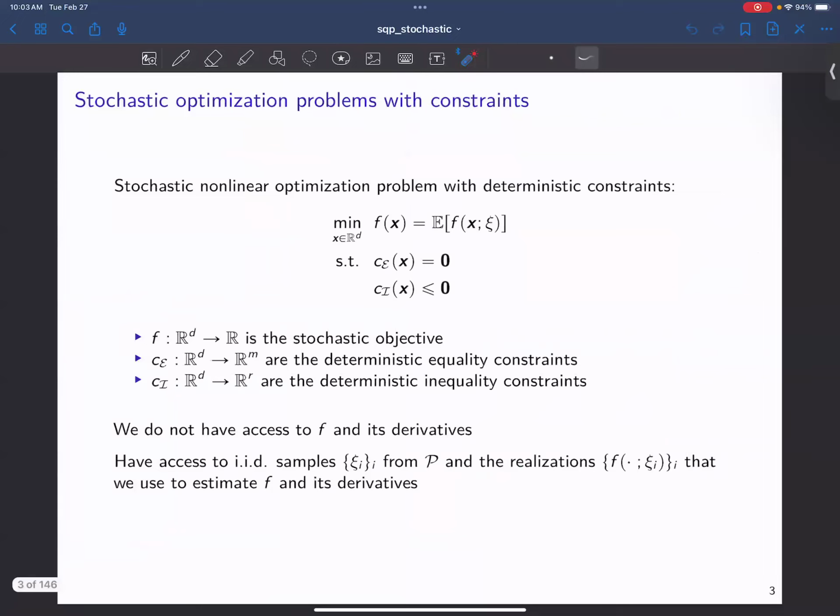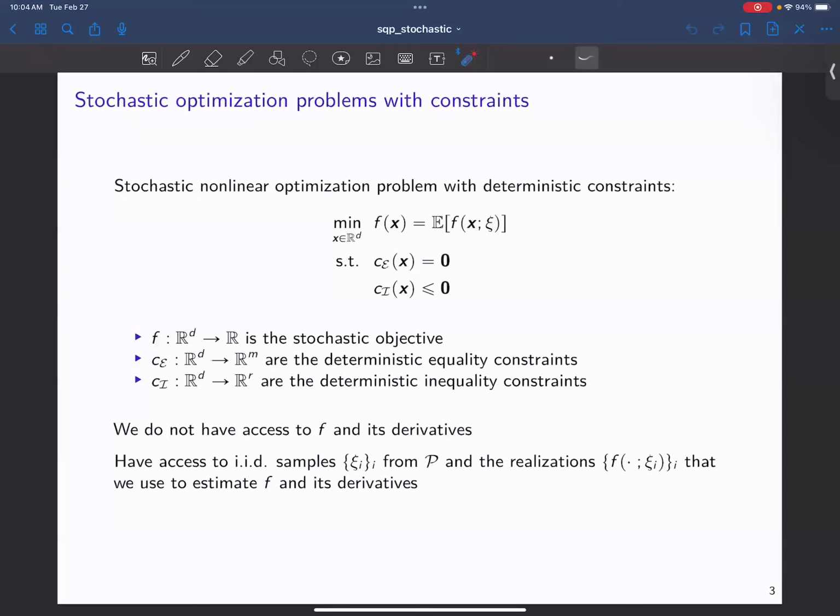Okay, so the big picture problem that I want to discuss in today's talk is how we can handle stochastic nonlinear optimization problems where we have deterministic constraints. Broadly, what we want to solve is this problem where we have a stochastic function, which is the objective. What is characteristic in this setting is that we cannot access this function f of x directly, but rather we have access to some samples psi I from some unknown distribution p, and we get realizations of this function at these data points psi I. Based on these IID samples, we can estimate the function value, and we can estimate its derivative or Hessian, depending on which algorithm we're going to use to find a stationary point of this problem.